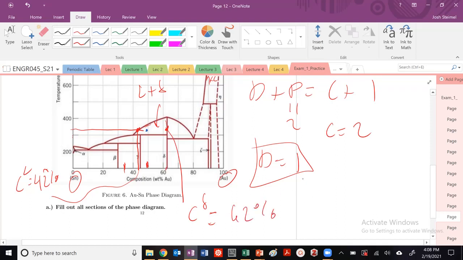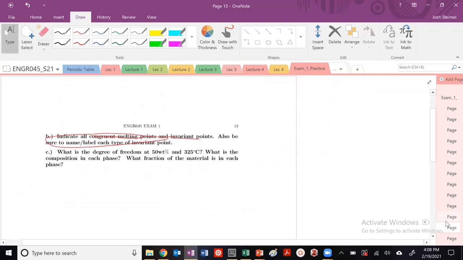I know that being in a two-phase equilibrium means that my chemical potential of liquid is equal to the chemical potential of my solid. That might pop up on your exam, so be ready for that one. Be sure to be able to identify those key relationships. Chemical potentials are equal, and thus I'm in two-phase equilibrium. That might show up on your exam.